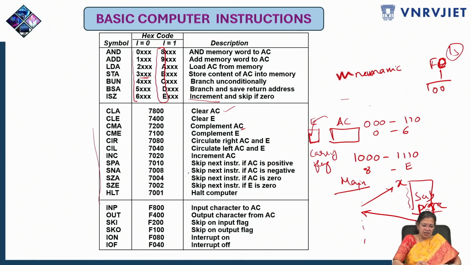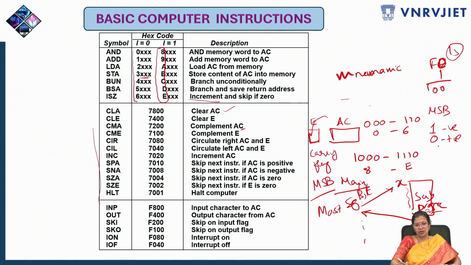Then SPA is meant for skip next instruction if accumulator is positive. How is the accumulator positive or negative determined? By the most significant bit of the accumulator. The most significant bit, usually called MSB, is considered the sign bit. If it is 1, it is negative. If it is 0, it is positive. So the MSB, if it is 1, is negative, and if it is 0, it is a positive number. In that way, we distinguish signed numbers and make use of the sign instructions also, SPA and SNA.